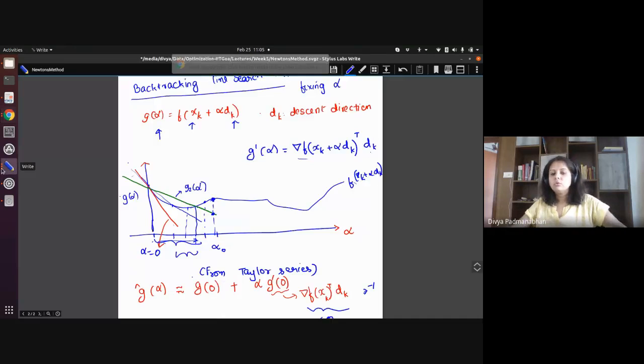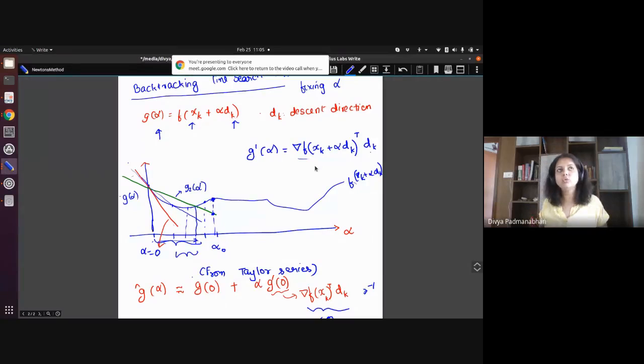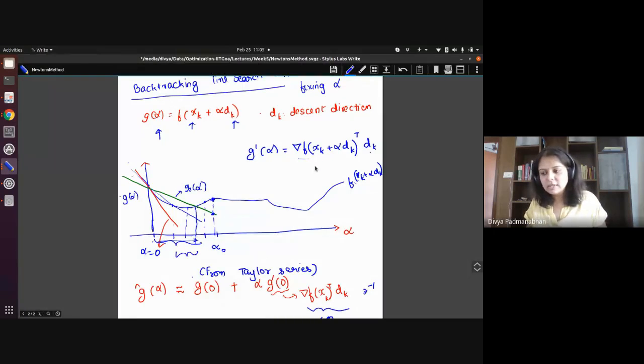So these are two descent methods we saw. Now there are many others in fact. There's a coordinate descent method, then there's conjugate gradient, and there are these quasi-Newton methods. There are so many methods out there.